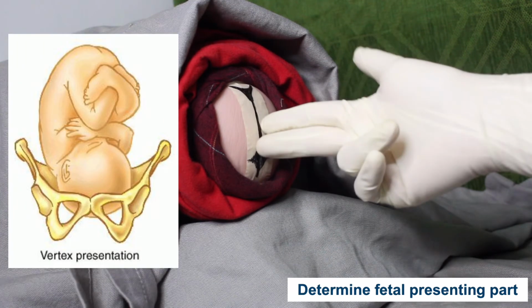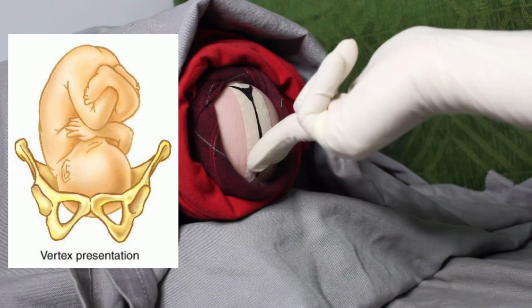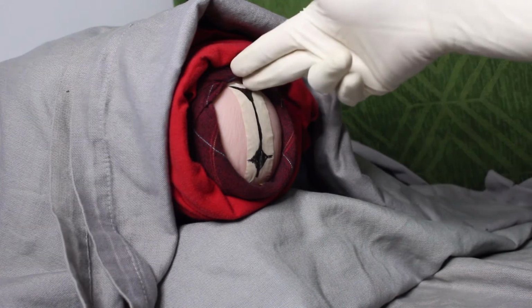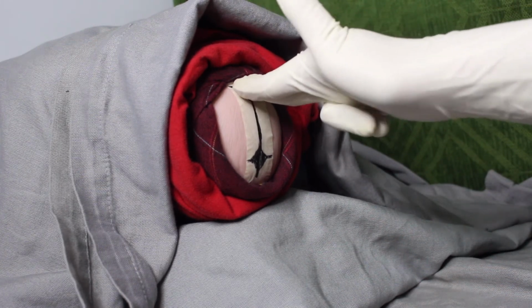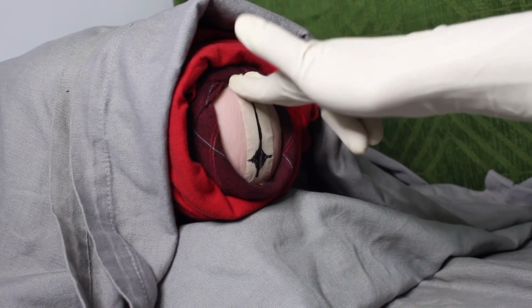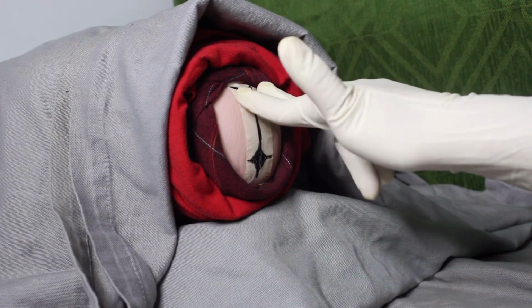If the vertex is presenting, the fingers are directed posteriorly and then swept forward over the fetal head toward the symphysis pubis. The linear course of the sagittal suture is delineated. The positions of the two fontanelles are ascertained. The fingers are passed to the most anterior extension of the sagittal suture and the fontanelle is examined and identified.